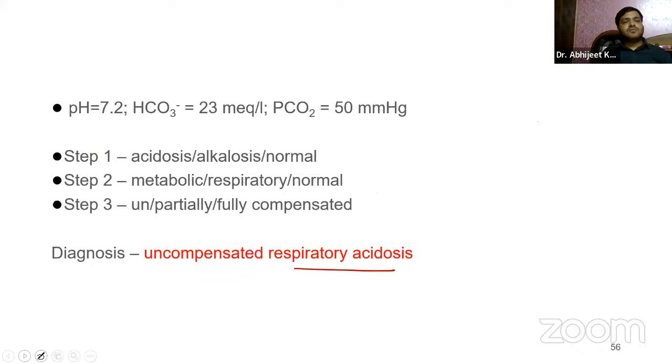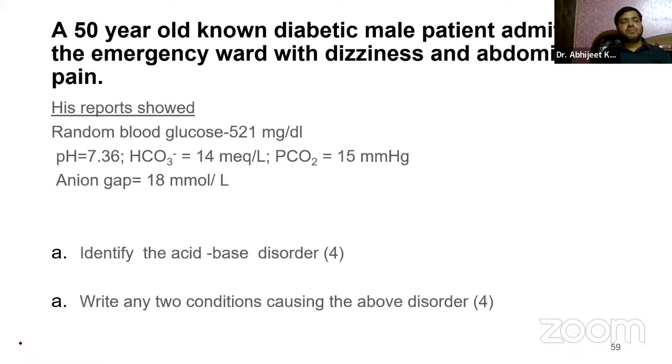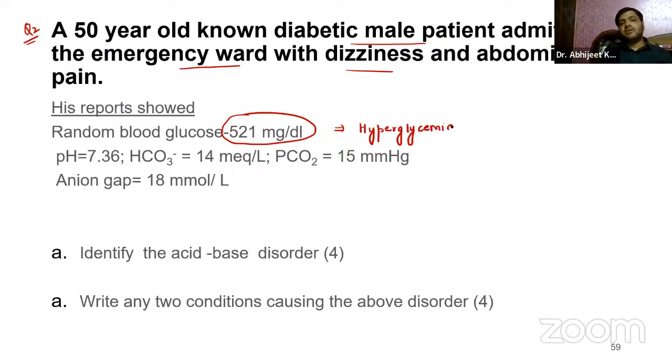Now coming on to the next question. They have given a 50-year-old non-diabetic male patient admitted in the emergency ward with dizziness and abdominal pain. Now you can see the random blood glucose level over here. It is 521. Can you see how significantly elevated it is? It should be less than 150 to 200, and you can see it is 521. So it automatically indicates hyperglycemia. Hyper, more glucose in the blood.